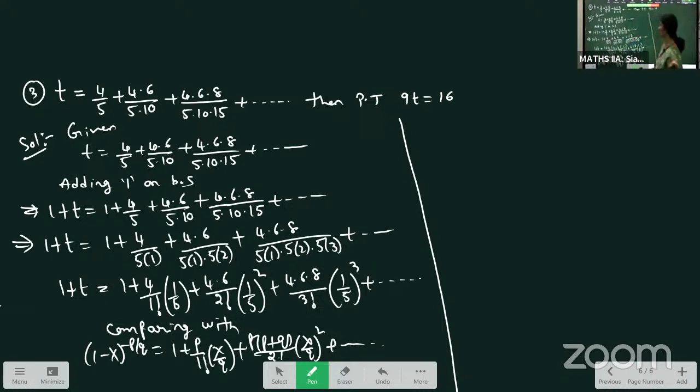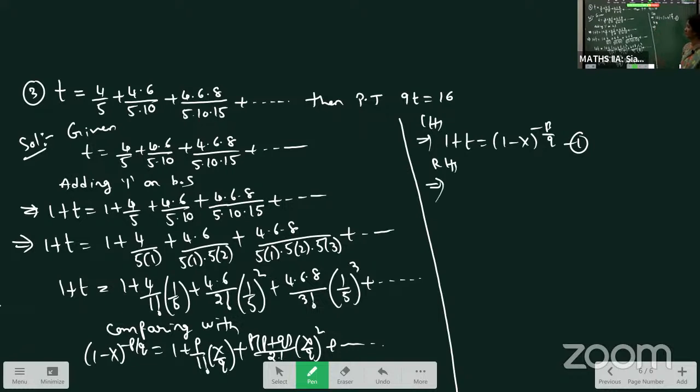Compare the LHS of both. Here what is their LHS? 1 plus t. And in the formula the LHS is 1 minus x to the power minus p by q. Take this as equation 1. Next, compare the RHS. When you compare the RHS, both first terms are 1. In the place of p, we have 4. And in the place of x by q, we have 1 by 5.